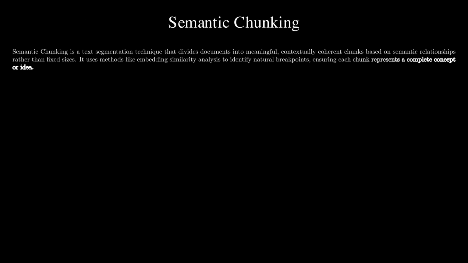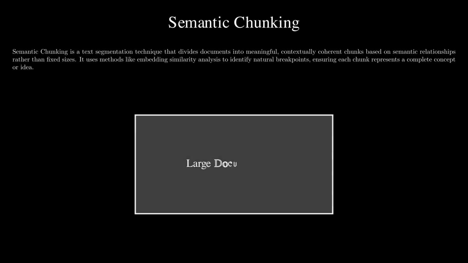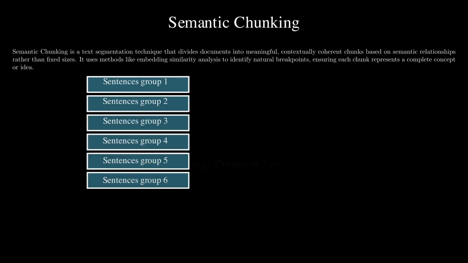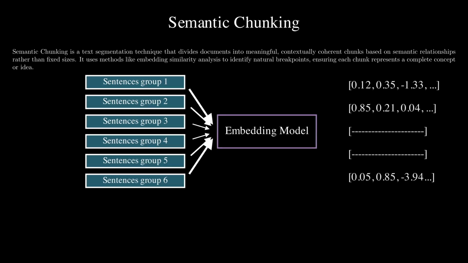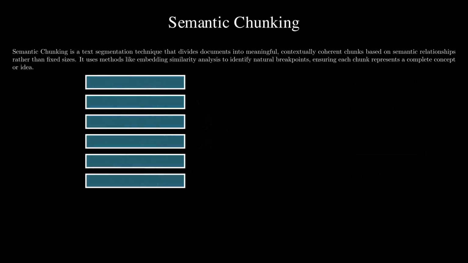Next, we have semantic chunking, which is all about meaning and context. Instead of relying on fixed sizes, this technique identifies natural breakpoints by analyzing semantic relationships. For example, consider a document split into sentence groups. Each group is passed through an embedding model to convert the text into vectors. By calculating the cosine distance between these vectors, we can measure their similarity.